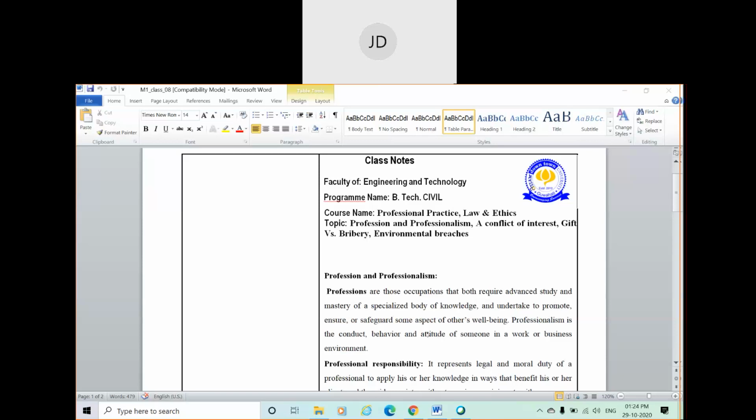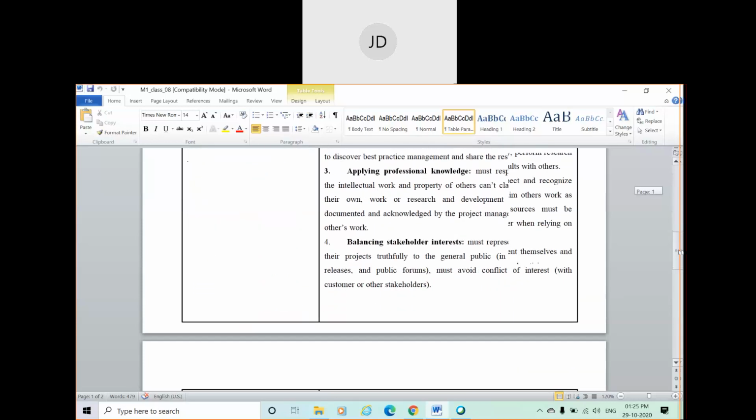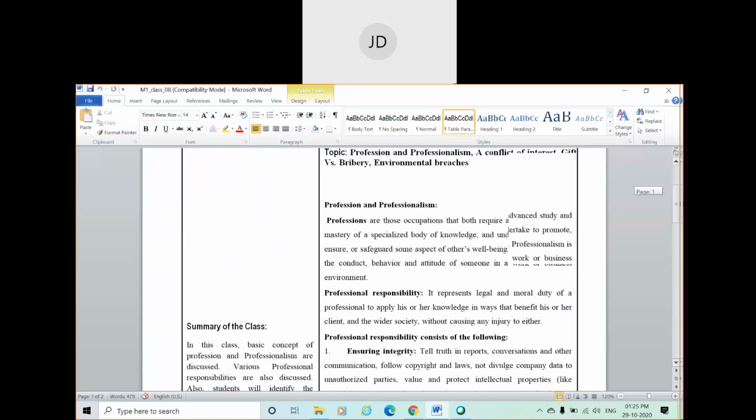And what is professionalism? It is the conduct, behavior, and attitude of someone in a work or business environment. That means how you behave in a particular environment. In a professional environment, your behavior will be defined by professionalism. So this is the definition of professionalism. They are a little bit different from each other. Now we'll discuss professional responsibility. There are some points I have considered here for you, in total 5 responsibilities discussed here.